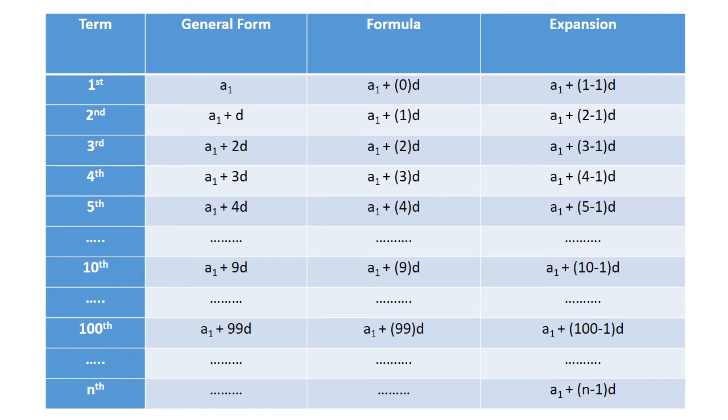d. So see, from whatever the position is, we must subtract 1. First position, 1 minus 1; fifth position, 5 minus 1; 10th position, 10 minus 1; 100th position, 100 minus 1. In the same way, nth position, n minus 1 into d, and a plus, that is constant, a plus n minus 1 into d. Yes, n is the position.